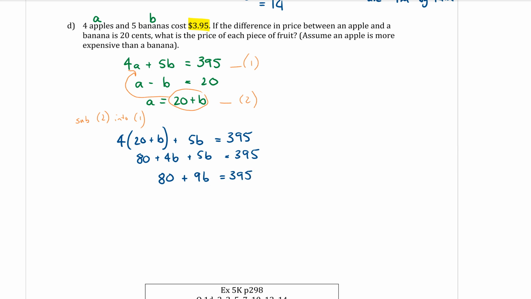Next step, subtract the 80. So 9B equals 315. And last step, divide by 9. So B equals 35. Still have to find A. So sub back into, which one do you think is the obvious choice? 2. Equation 2, because it has A by itself. So it's usually the easier one if you have one polynomial by itself to use that one. So A equals 20 plus B, but B is 35. 20 plus 35 is 55.